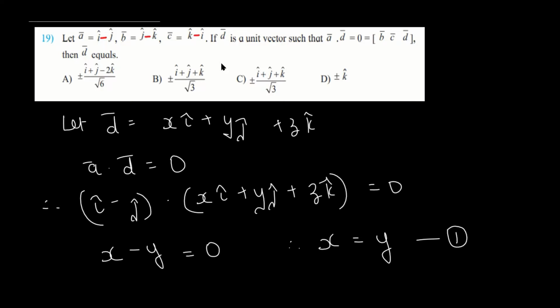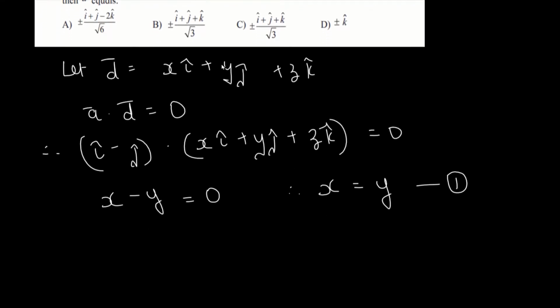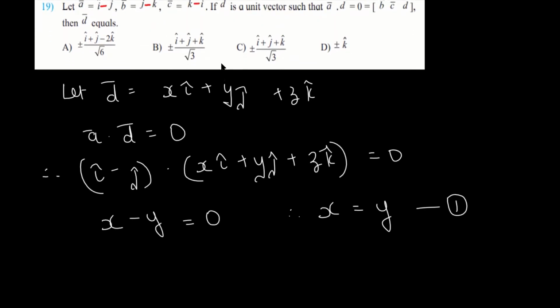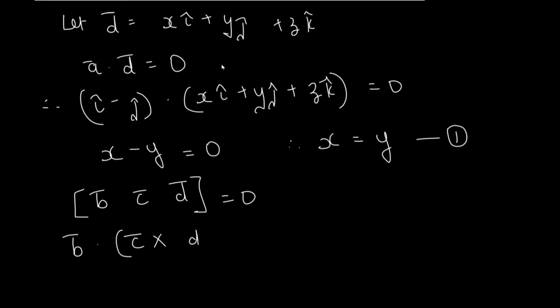We'll keep it in mind for solving further. Now also box BCD is given as 0. The second condition given here is box BCD is 0, and therefore we write that box BCD is 0 means B dot C cross D is equal to 0. Putting the value, or we can even write it in a better manner like this.